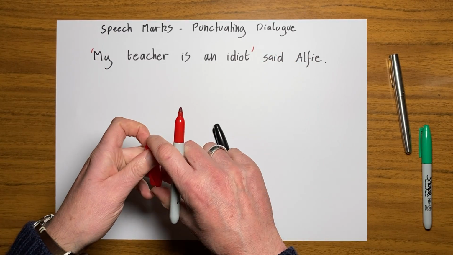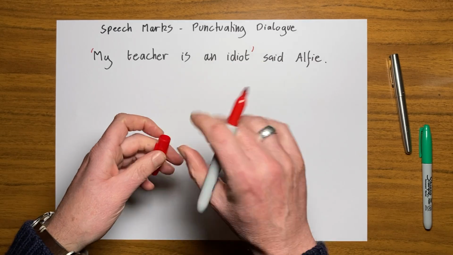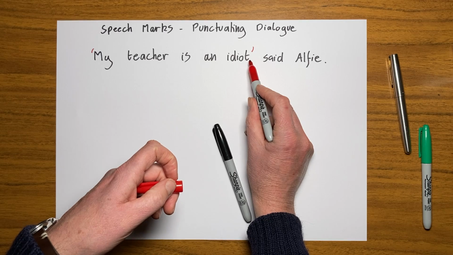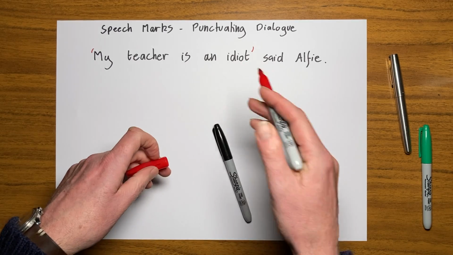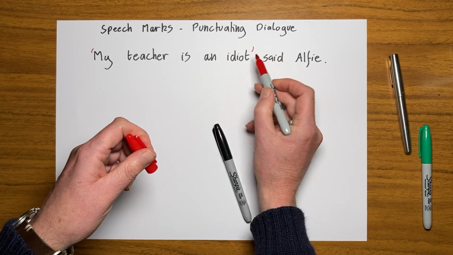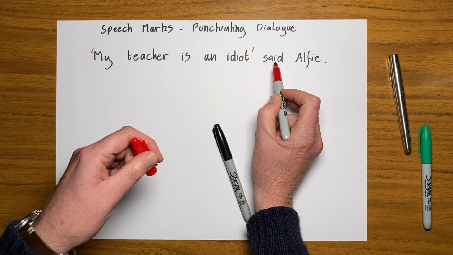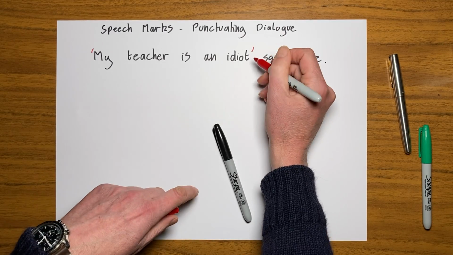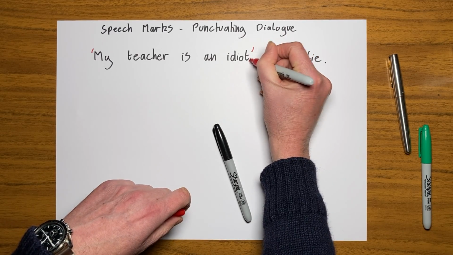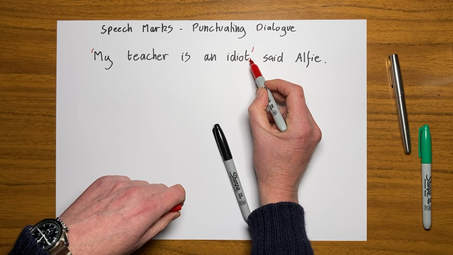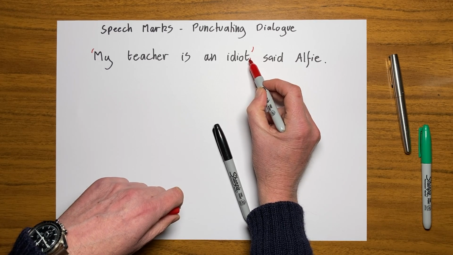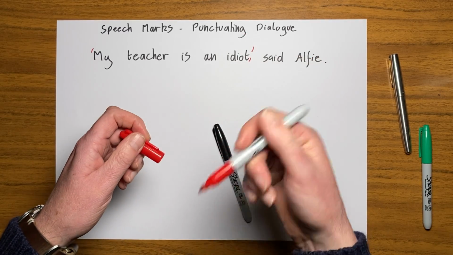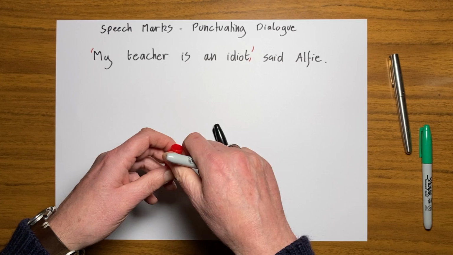But we have got to do something else really important, and I think this is one of the key things. You need to make sure that you put some kind of punctuation at the end of what is being said inside the speech mark before the said Alfie, screamed Alfie, cried Alfie. I'm just going to use a comma. It's important that this piece of punctuation is inside the speech mark. You could also use an exclamation mark or any piece of punctuation.